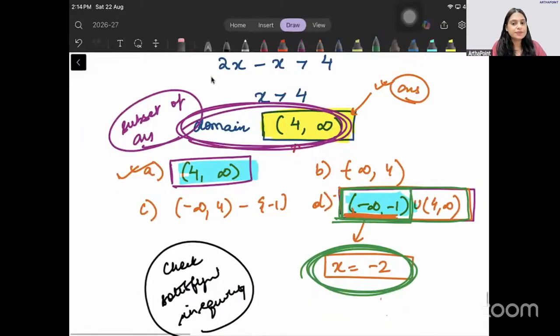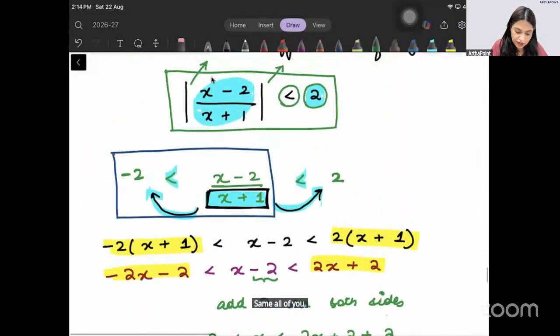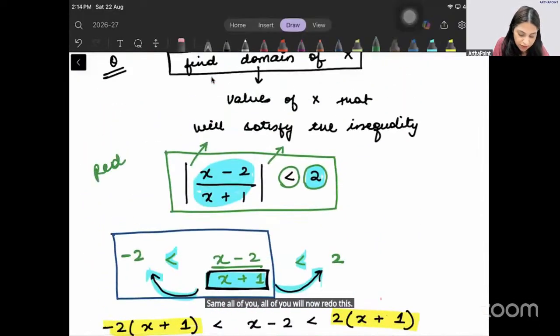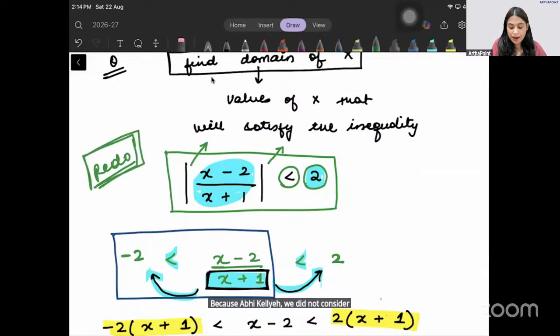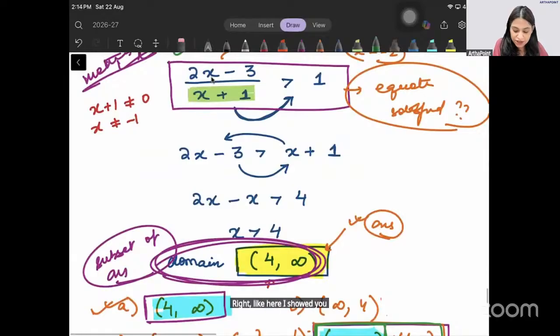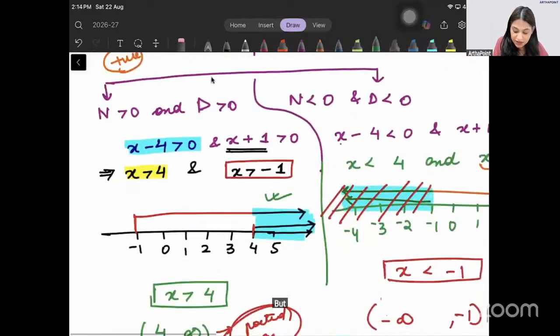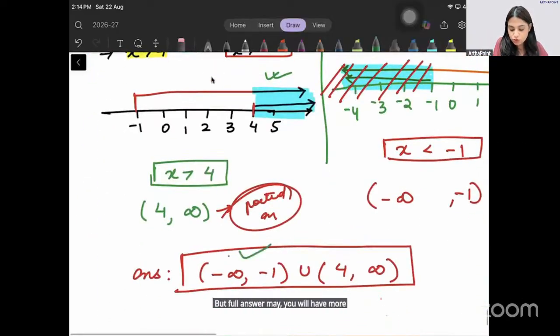Making sense? Same, all of you will now redo this, because for now, we did not consider this aspect. We only found this partial answer. Right? Like here I showed you that this is a partial answer when you bring one on one, when you just solve directly. But in the full answer, you will have more aspects to the question.